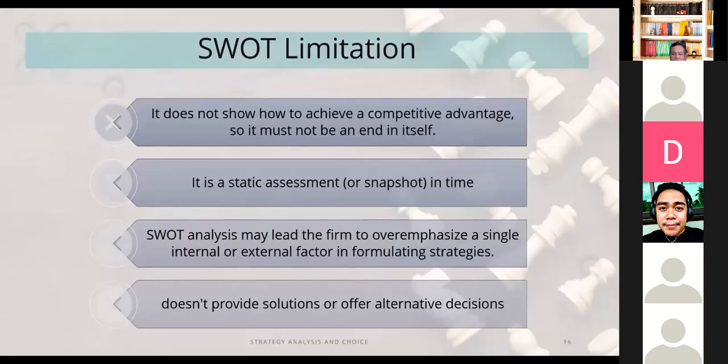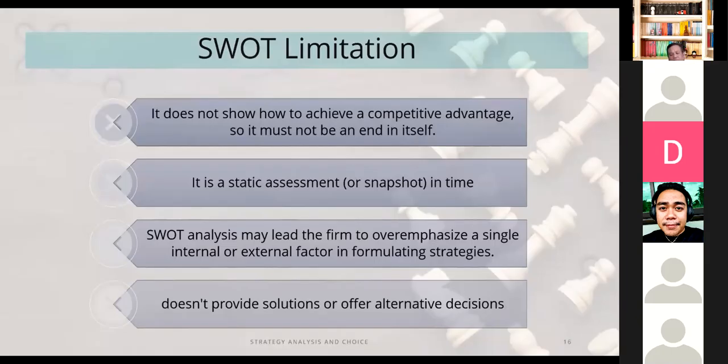Number 1, SWOT does not show how to achieve a competitive advantage, so it must not be an end in itself. The matrix should be the starting point for a discussion on how proposed strategies could be implemented, as well as cost-benefit considerations that ultimately could lead to competitive advantage.